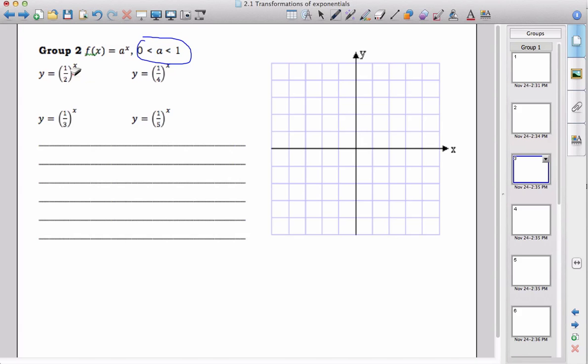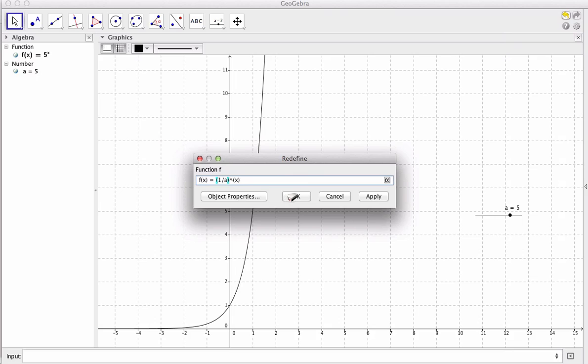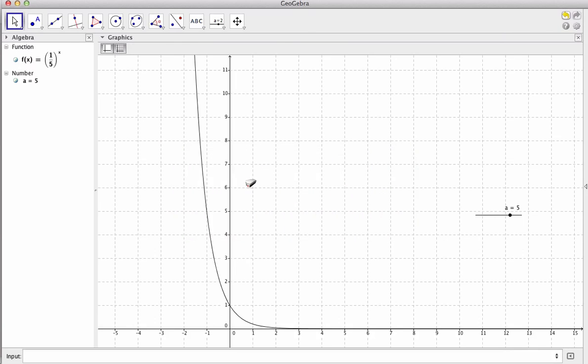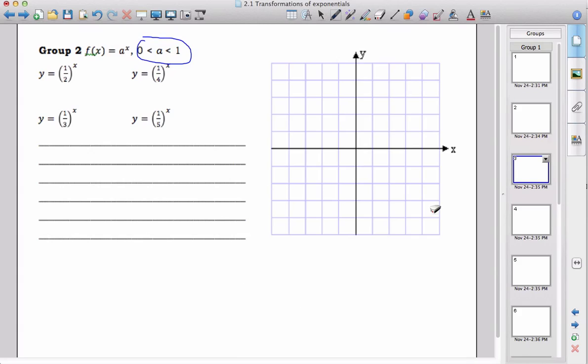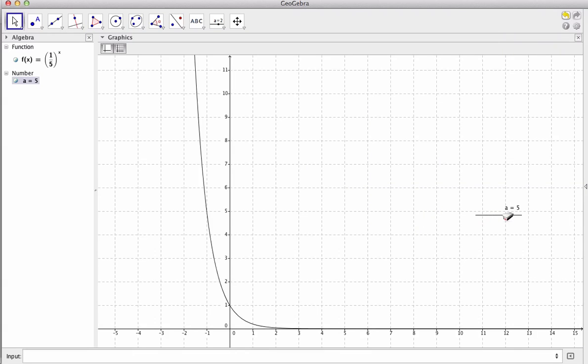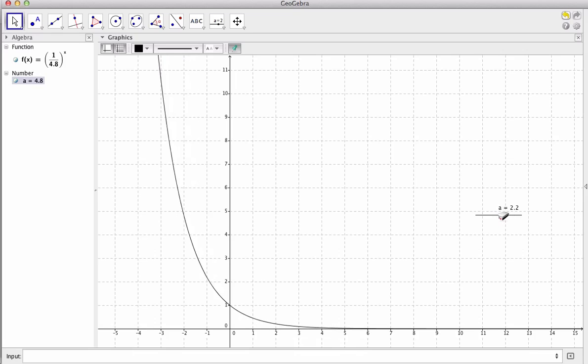That way the thing I'll be changing is the denominator of the fraction. And now you see it looks like it's backwards. If you put in a fraction less than 1, you get basically a reflection in the y-axis. This kind of function is called an exponential decay function because the values are getting smaller and smaller and smaller. So let's go back up to A equals 2.